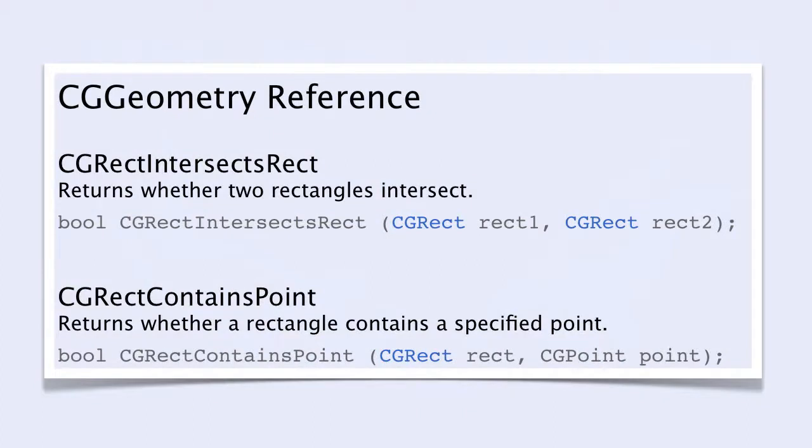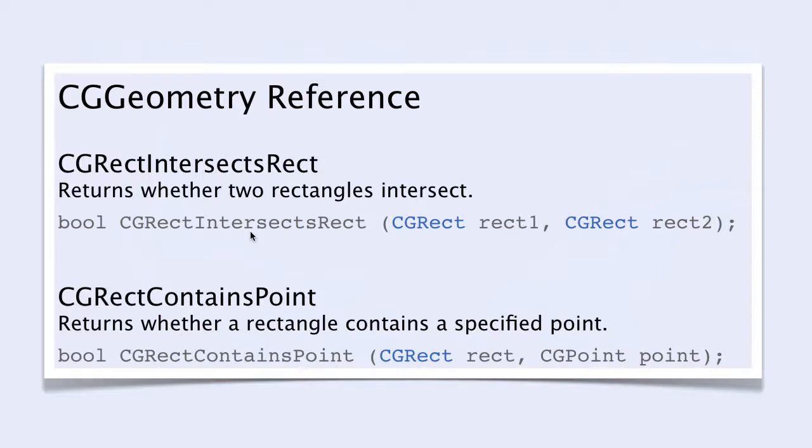In the CG geometry reference, there are two functions that we can use. The first function is called CGRectIntersectsRect. You provide two rectangles, and the function returns yes if they intersect, otherwise no. The second function is called CGRectContainsPoint. You provide a rectangle and a point, and the function returns yes if the rectangle contains the point, otherwise no.